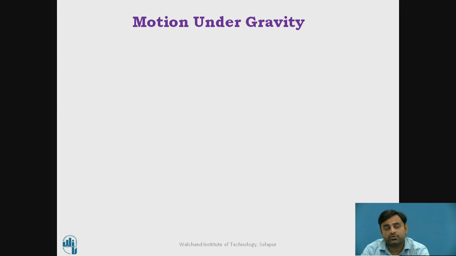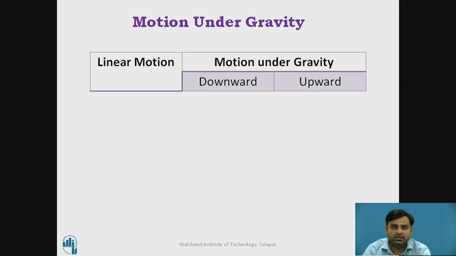Now we will see the motion under gravity, how these equations change. So now see linear motion. In this column I will write the equations of linear motion, and here motion under gravity, for downward motion and upward motion. For both we are going to write the equations.